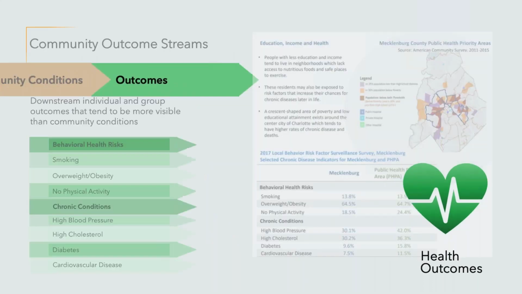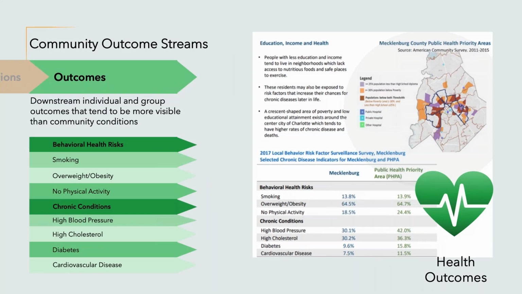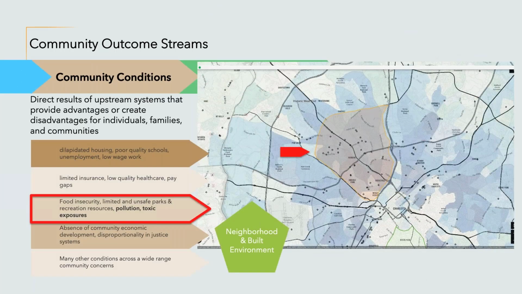For instance, let's look at this study in Charlotte, North Carolina by Clean Air Carolina. The study highlights a priority area around the center of Charlotte. Residents in this area tend to have higher rates of negative outcomes, including behavioral risk like smoking and obesity, chronic conditions like high blood pressure and diabetes, and higher rates of death. There also appear to be disparities in several community conditions, including exposure to toxins. For instance, the historic West End, a predominantly Black community, has a disproportionately higher concentration of factories, waste sites, truck stops, and other large emitters of harmful air pollution.